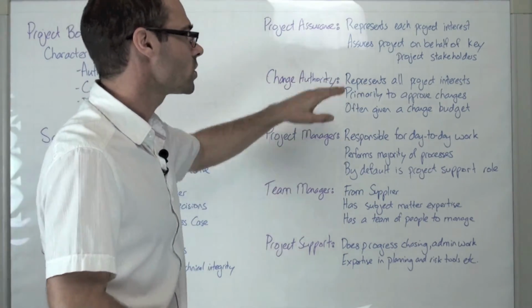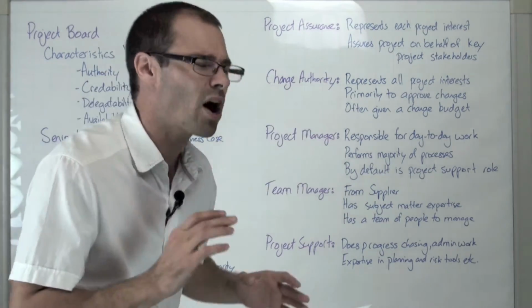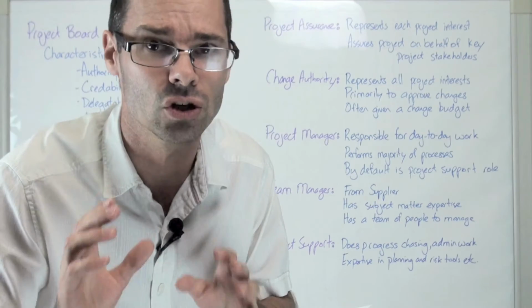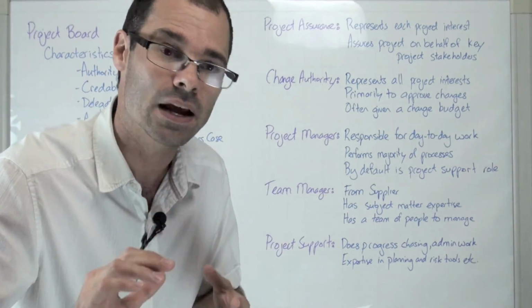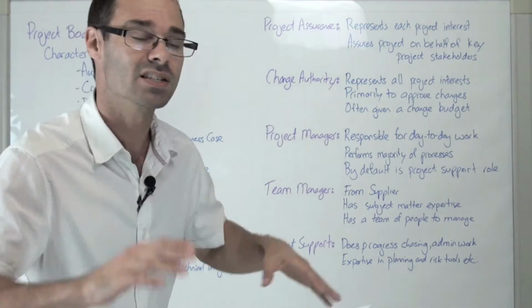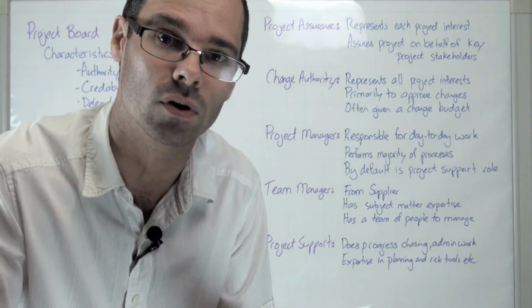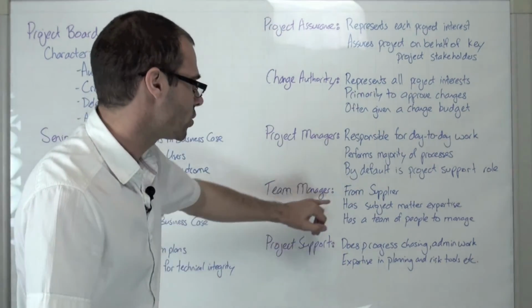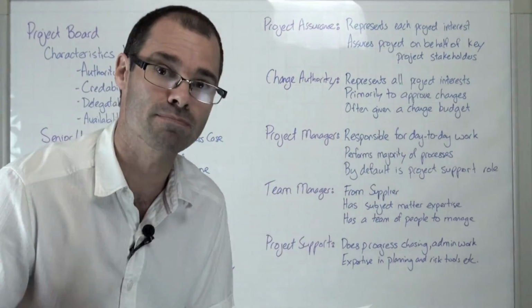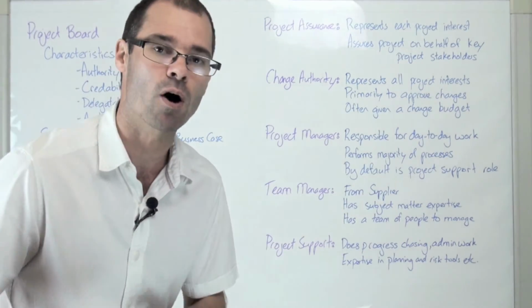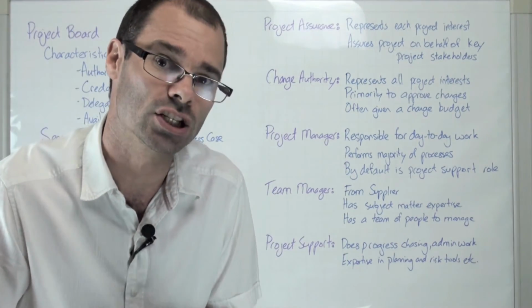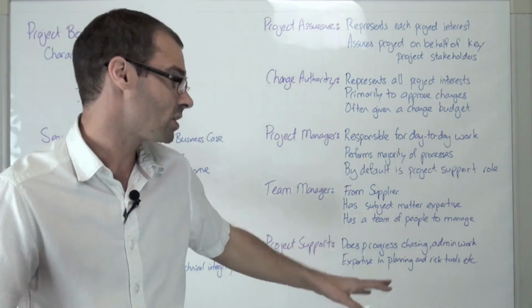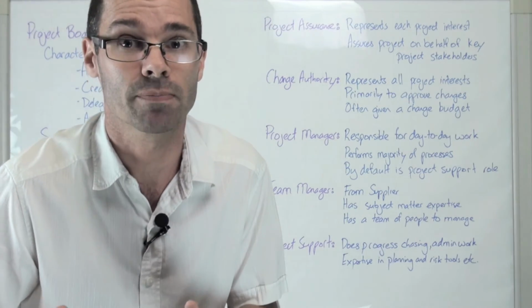The change authority also represents all the project interests, primarily is to approve changes and usually is given a change budget. The project manager is responsible for that day-to-day work, performs the majority of processes and by default also carries out the project support role. The team manager from the supplier has subject matter expertise and has a team of people to manage. Project support, meanwhile, does progress chasing and admin work and has expertise in planning, risk tools and configuration management.